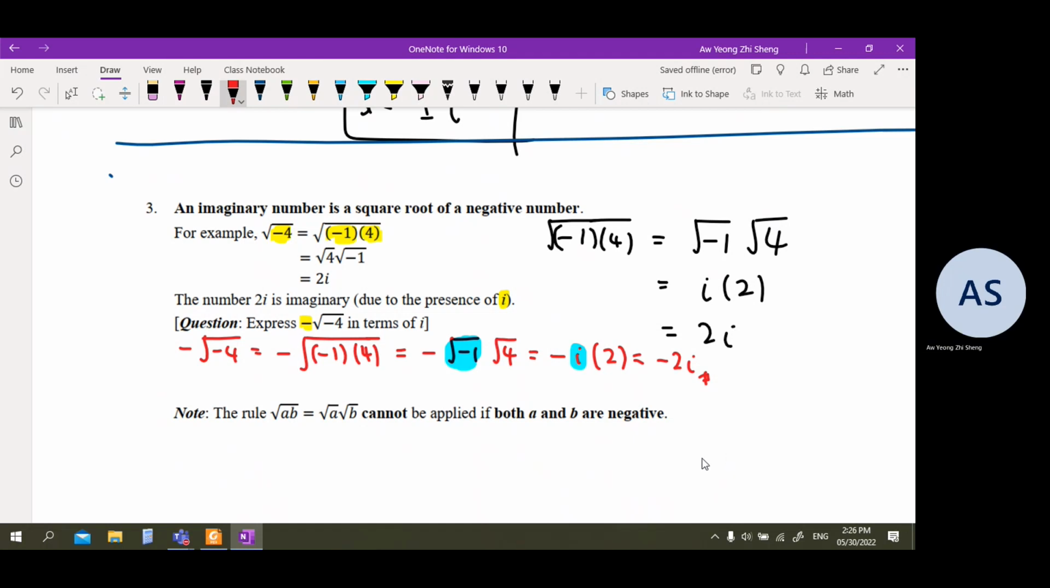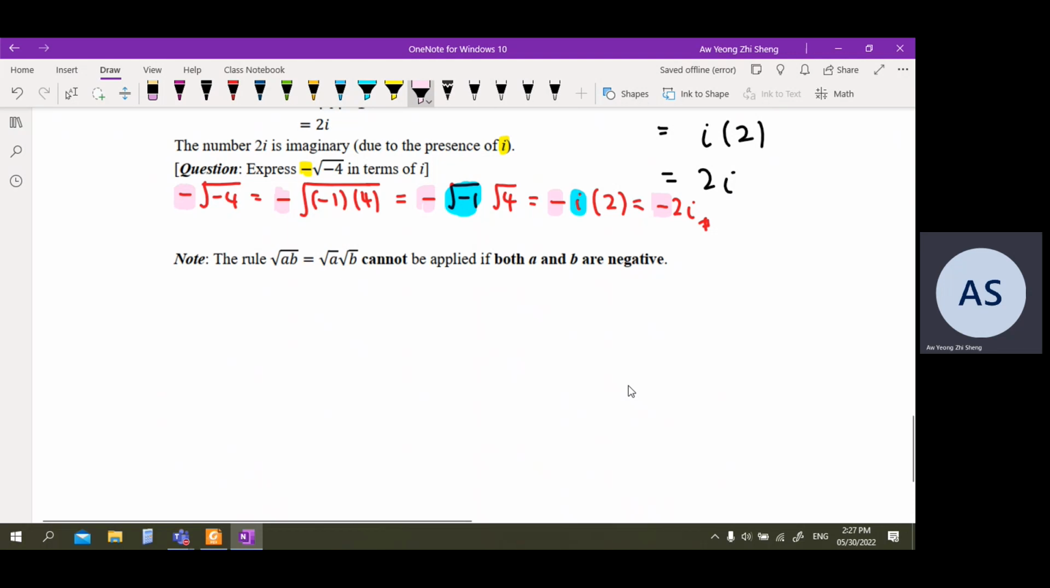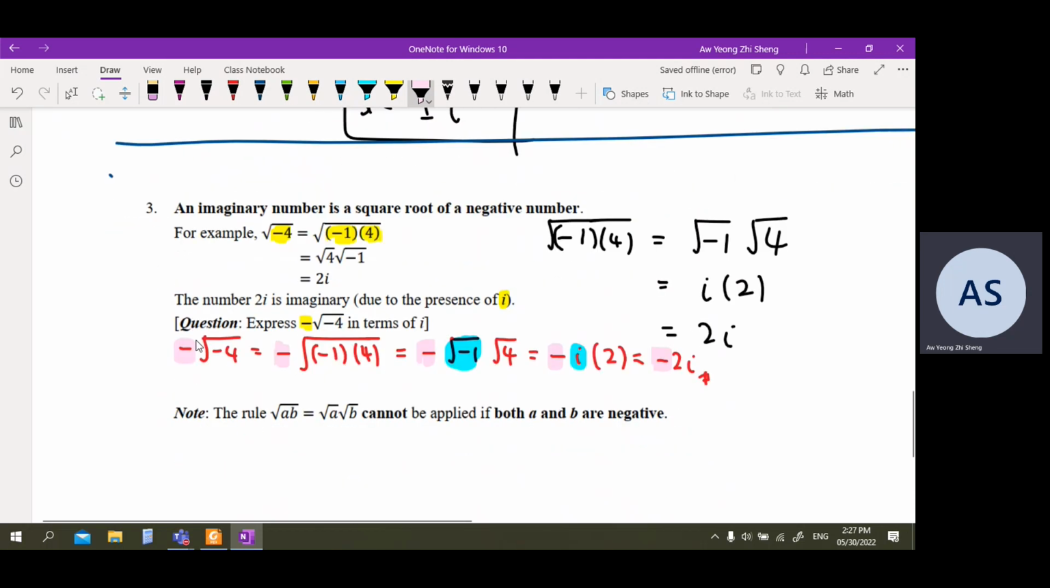Notice that throughout the entire working, this pink colored negative outside the square root remains untouched. Now there is one note at the very bottom. It says that the rule square root of AB equals square root of A times square root of B cannot be applied if both A and B are negative. This is something we have to be careful of.